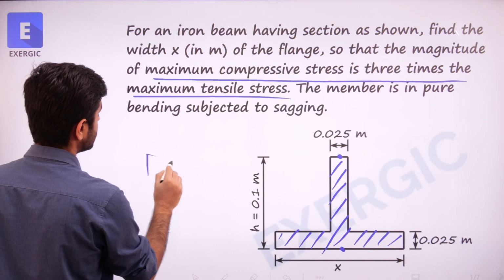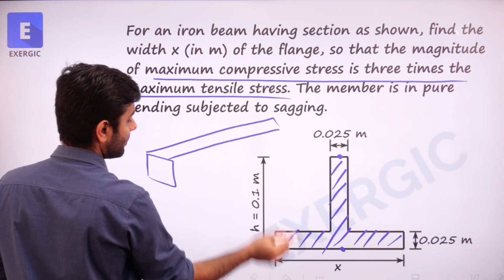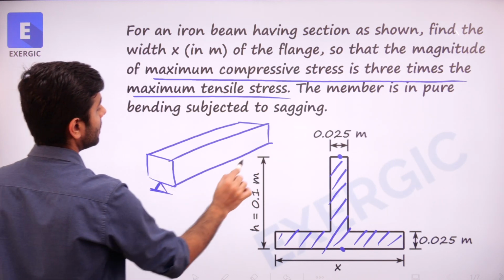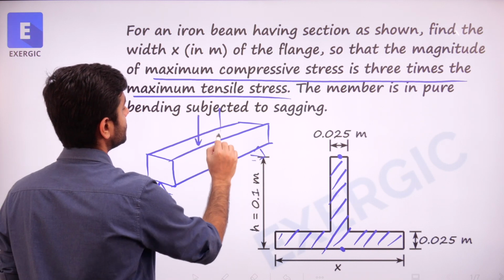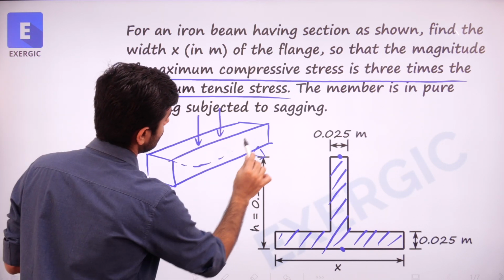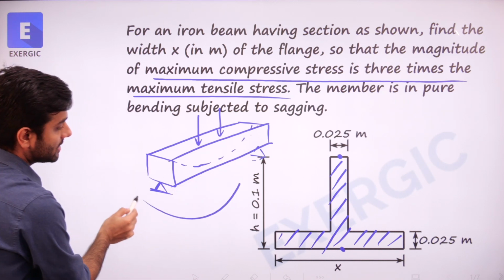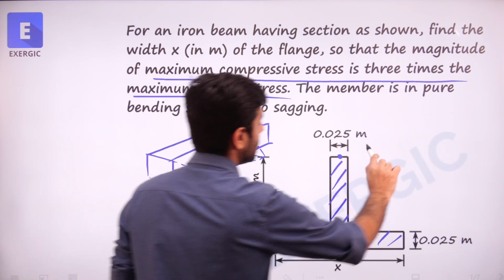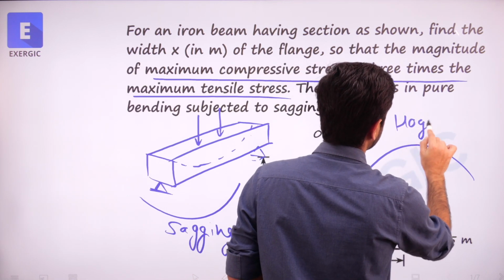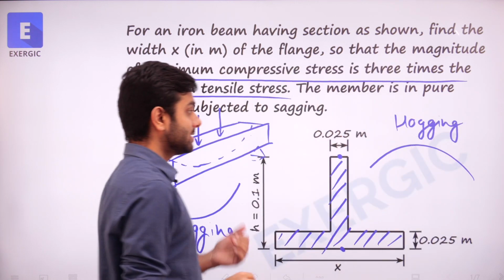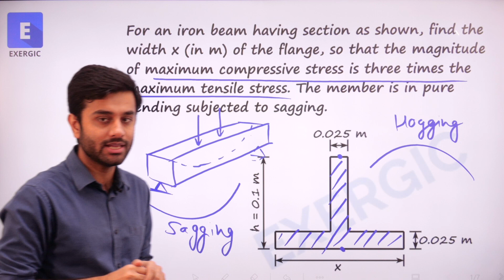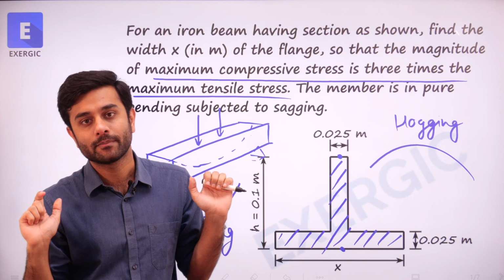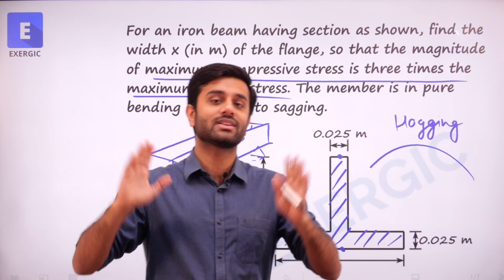If there is a beam, on that beam, in majority cases, the load is going to act from the top, which means this beam is going to sag, like this, right? This was sagging, and this was hogging. But in majority of the cases that we discuss, sagging occurs, beam bends like this, which means the top fiber will be under compression, bottom fiber will be under tension. But that's not a universal truth.